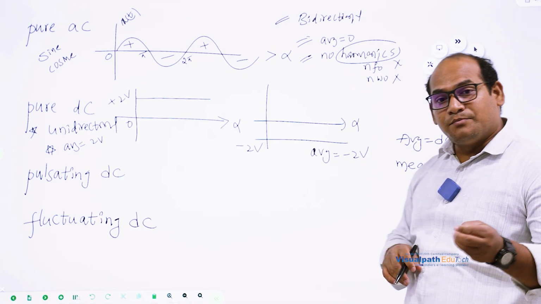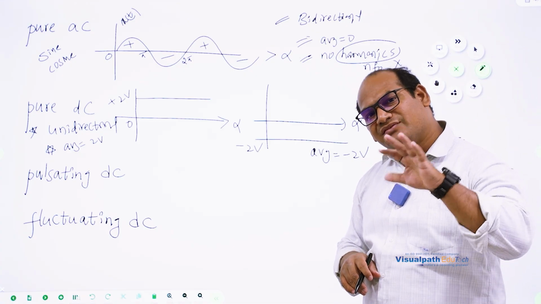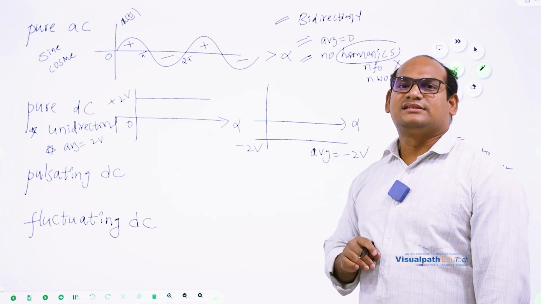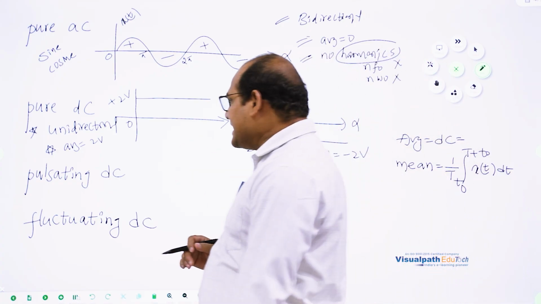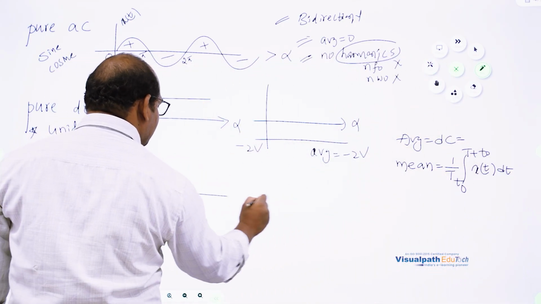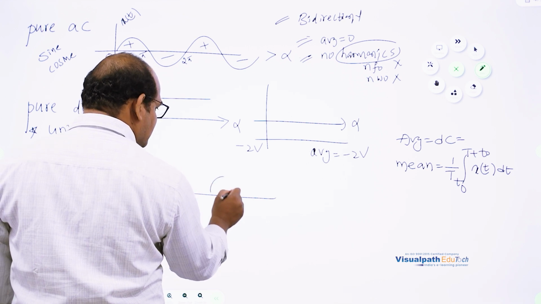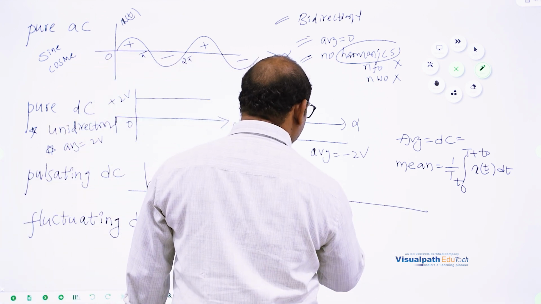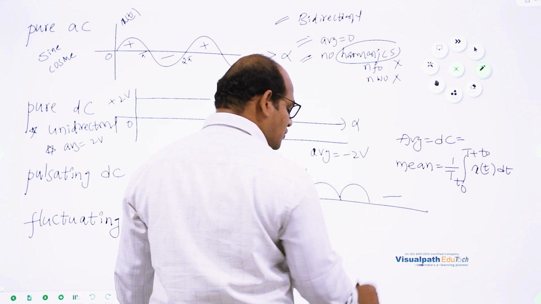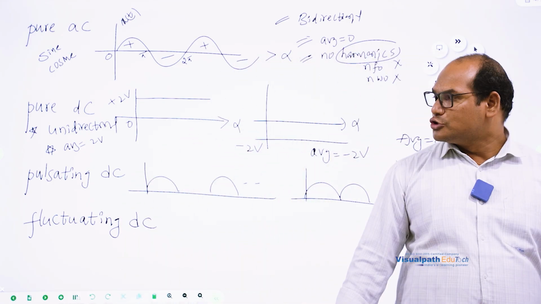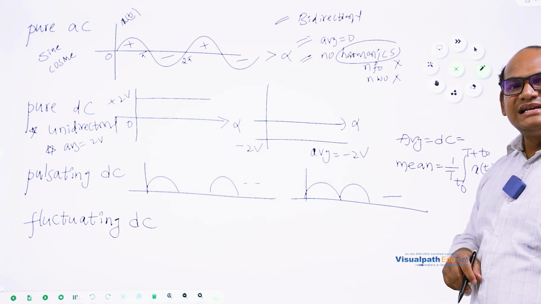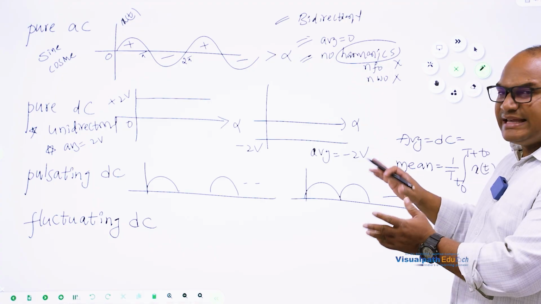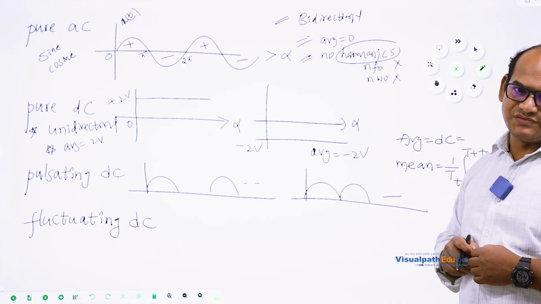The pulsating DC signal is important for us because the rectifier output is a pulsating DC signal only. And we are going to see 2 types of pulsating DC signals. One is like this, it is extending, and another pulsating DC signal is like this, it is continuing like this. So here you are seeing 2 types of pulsating DC signals. By seeing these 2, you can give the definition of this one.